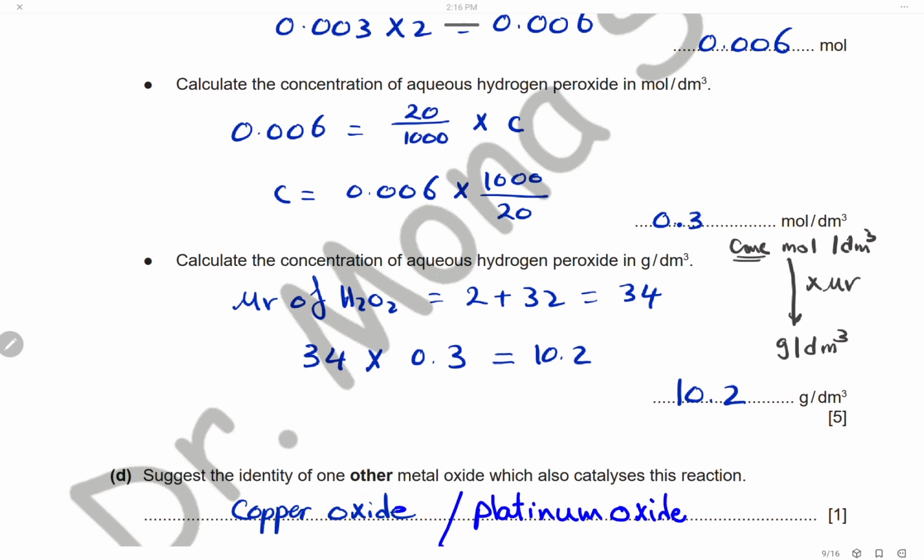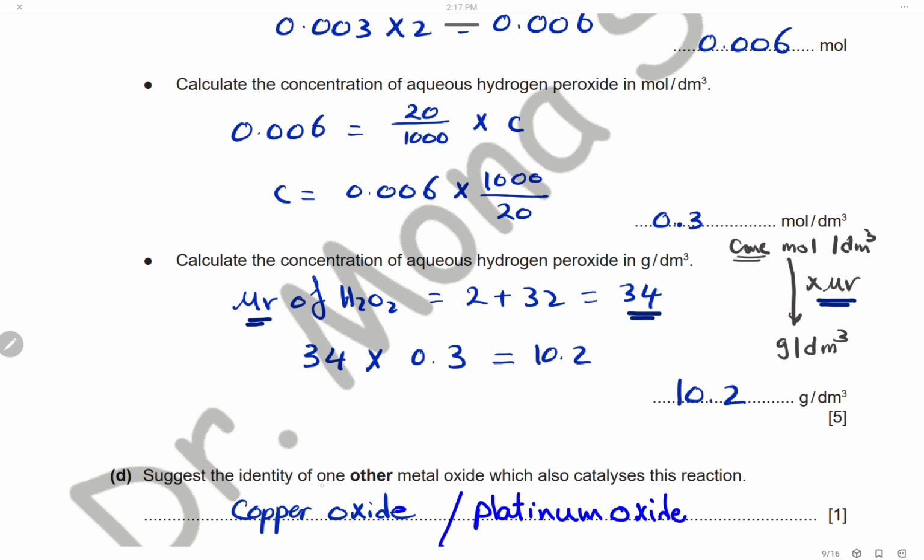Then we have to calculate the concentration of aqueous hydrogen peroxide in gram per decimeter cube. To convert the concentration from mole per decimeter cube into gram per decimeter cube, we will just multiply by the relative molecular mass. So we will calculate the Mr for hydrogen peroxide, which is 2 for 2 hydrogens and 32 for 2 oxygens. The total will be 34. So we will multiply the concentration, 0.3 mole per decimeter cube, by the Mr, which is 34, to get the concentration 10.2 grams per decimeter cube.